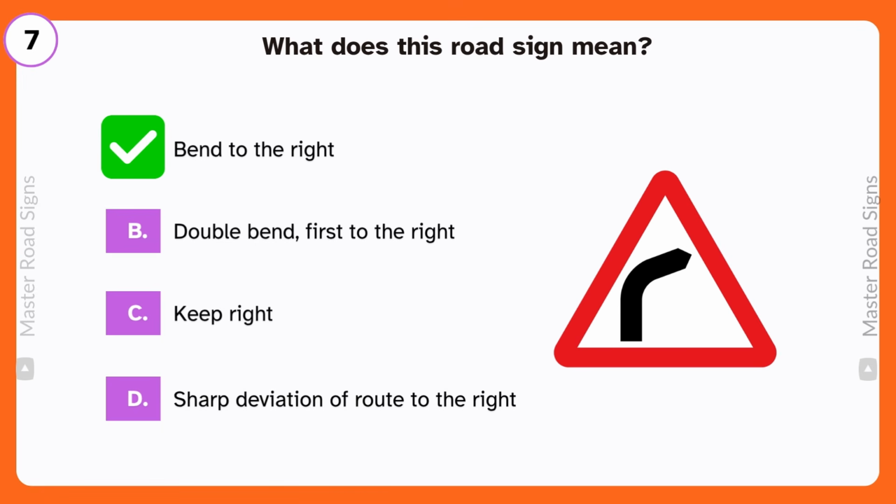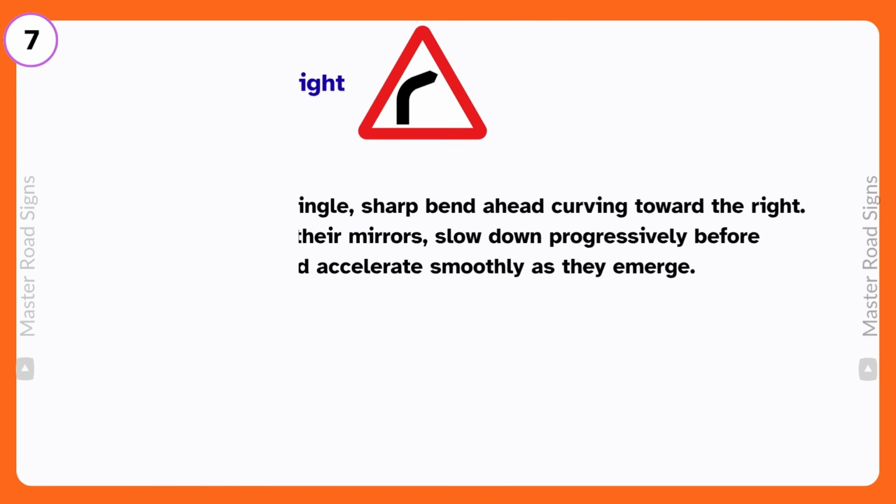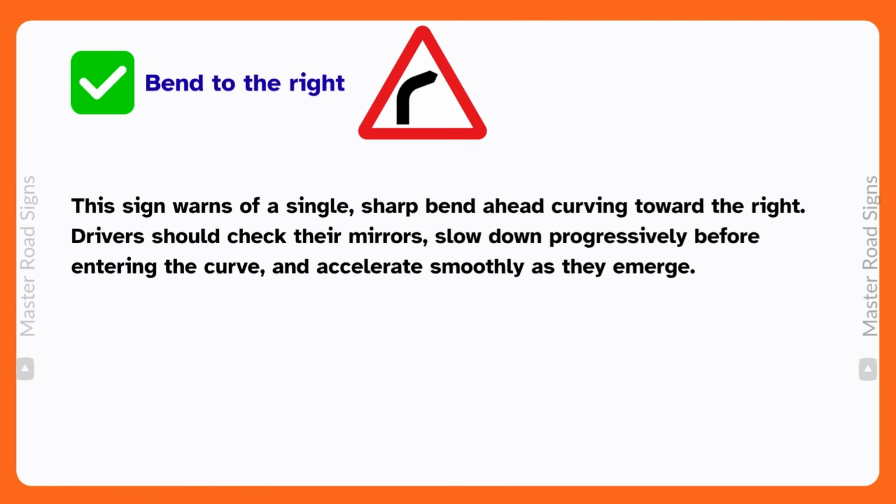Correct answer is option A. Bend to the right. This sign warns of a single sharp bend ahead, curving toward the right. Drivers should check their mirrors, slow down progressively before entering the curve, and accelerate smoothly as they emerge.